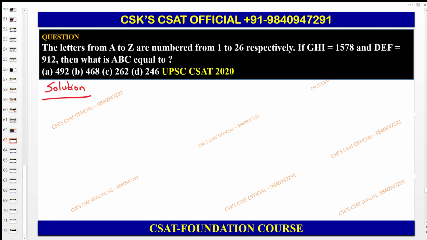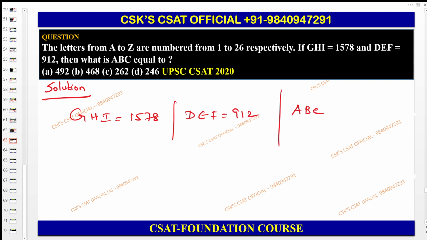The letters from A to Z are numbered from 1 to 26 respectively. It says that GIH is equal to 1578. It says that DEF is equal to 912. You need to find out ABC. Now listen, this is 4, this is 5, this is 6, if you know the numbers, A for 1, B for 2, like this. After finding out the 4, 5, 6, don't leave it simply.